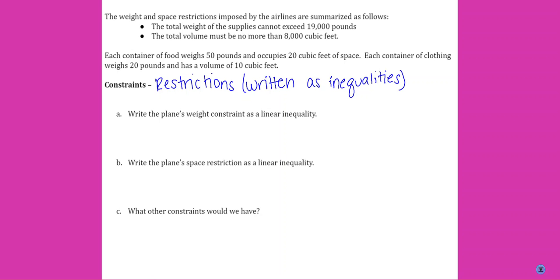So first, let's look at the weight restrictions. The total weight cannot exceed 19,000 pounds. So we know that it has to be less than or equal to 19,000 pounds. We know that food weighs 50 pounds and clothing weighs 20 pounds. So 50x plus 20y is what needs to be less than or equal to 19,000.